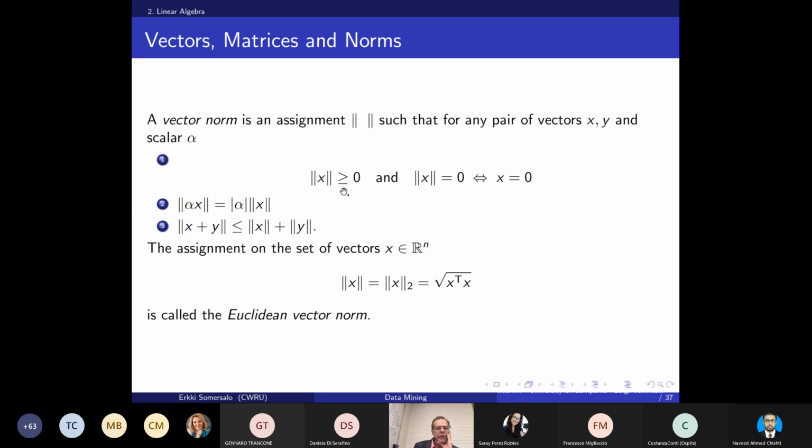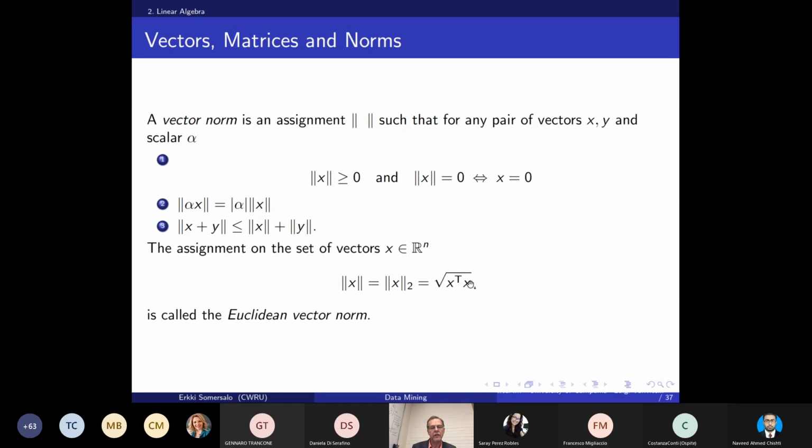That's number one. The second one is positive homogeneity. So if you're multiplying your x by a scalar alpha, this absolute value of alpha can be pulled out from the norm. And the third one is the triangle inequality. It says that x plus y is a vector whose norm is less or equal to the norm of x plus the norm of y. If those three properties are satisfied, then we have a norm. And so that norm can be any assignment that satisfies those three fundamental properties.